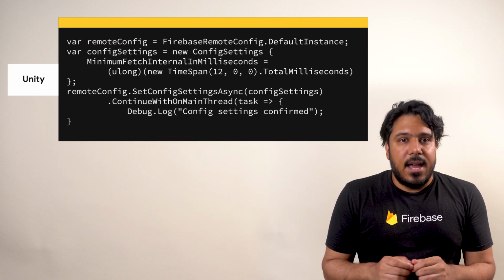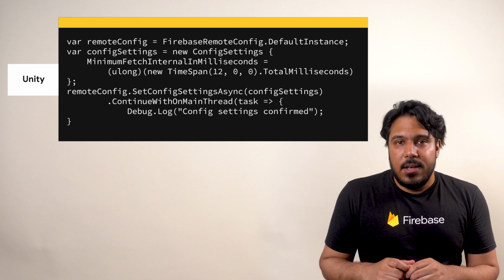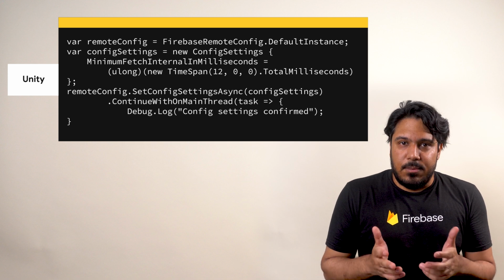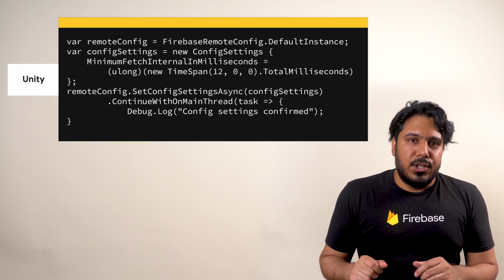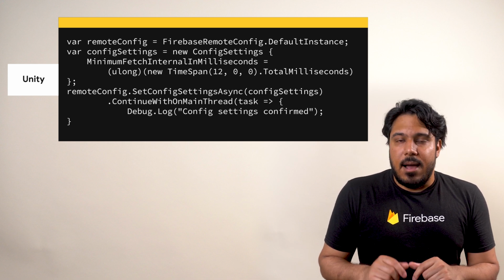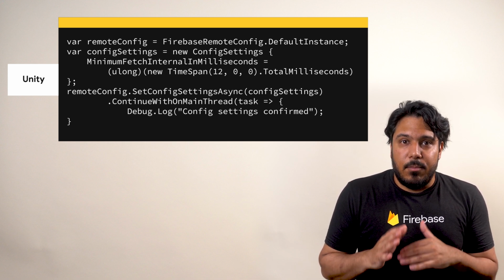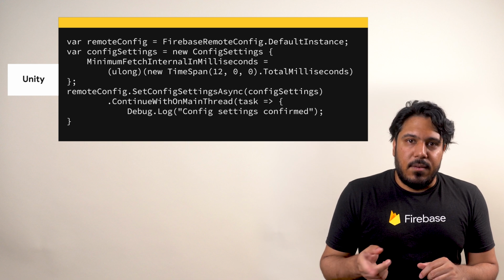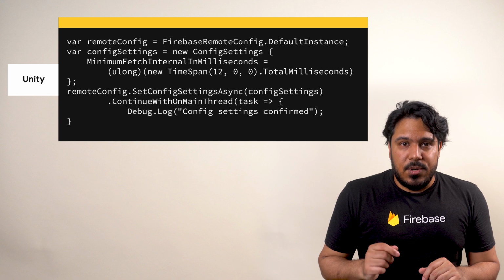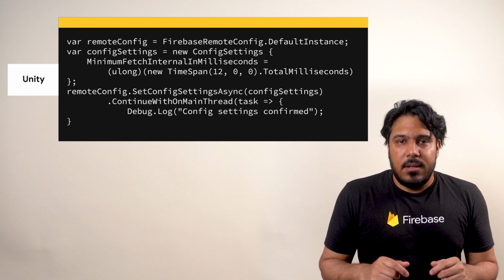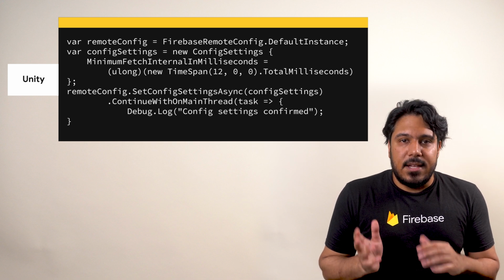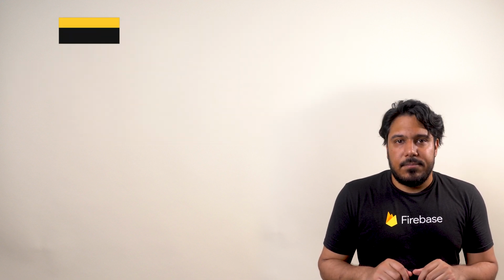For the Unity SDK, the setup looks quite similar too. So you'll get a remote config instance and create a config settings object in a similar way, and set the minimum fetch interval through a ulong, representing the total time in milliseconds. I'm using a time span here to make that a bit more readable and setting the interval to 12 hours. Then we just make the call to set the config settings object, which is an async operation in Unity. So we're adding a ContinueWithOnMainThread callback here to verify that setting the config was successful.